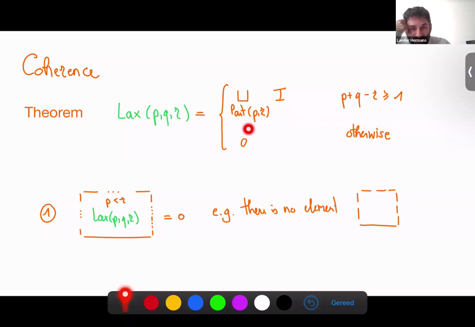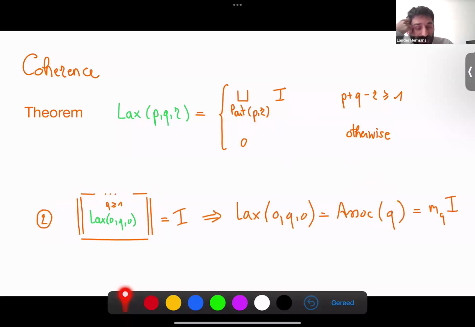These fit into this side. Now, what else? If we look, for example, when P and R are 0, and Q is bigger than or equal to 1, then we will always have a single partition, so it will be one-dimensional.